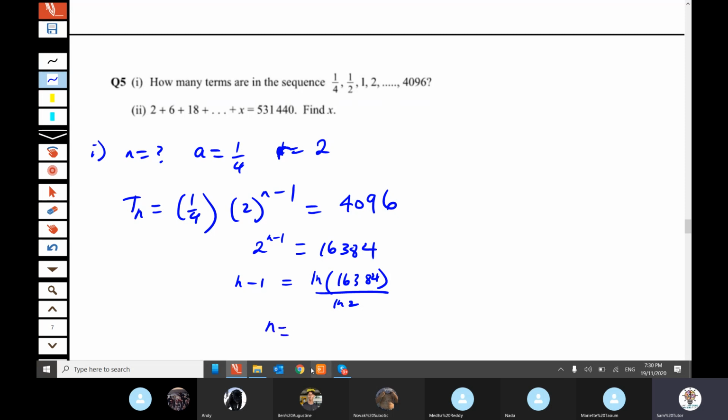I'm just going to give you the answer now. It's log of 16,384 divided by log 2 plus 1. N equals 15.